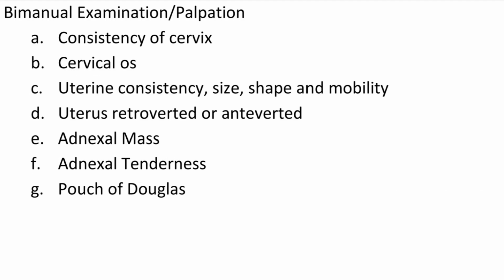For bimanual examination or palpation, you will look for the following things. Number one, the consistency of the cervix. Number two, the cervical os. Number three, uterine consistency, size, shape, and mobility. Number four, whether the uterus is retroverted or anteverted. Number five, adnexal mass. Number six, adnexal tenderness. And number seven is the pouch of Douglas.